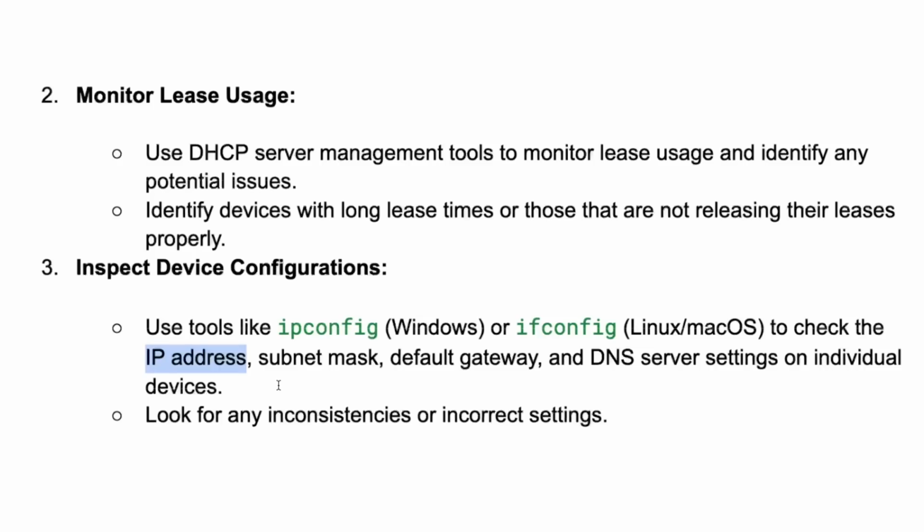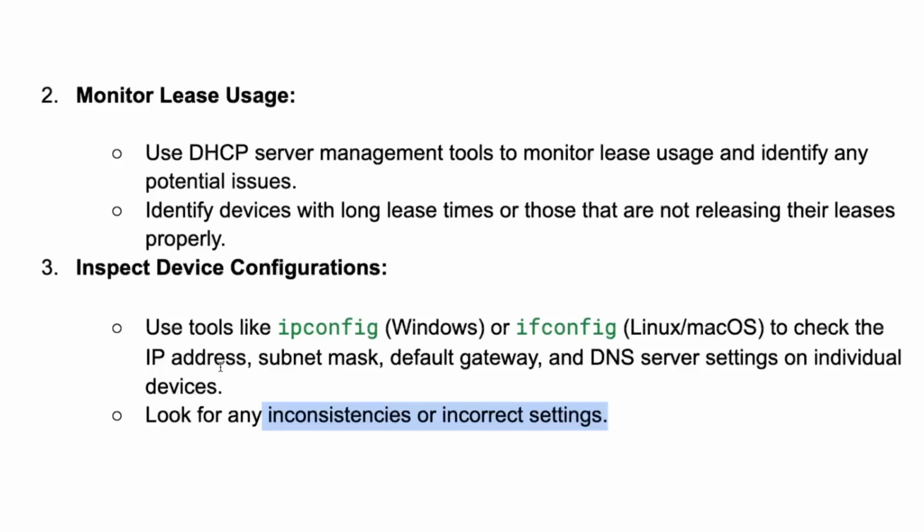These could be actual device issues. It might not have anything to do with your DHCP server or your network. It could simply just be that that device, for whatever reason, has an IP address that is belonging to something else, or it's outside of the range for our network, and now it can't connect and it can't do what it needs to do. So any inconsistency or incorrect settings on the device's configurations would point you to, okay, maybe this is why this device is having an issue.